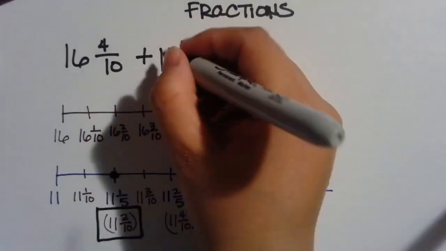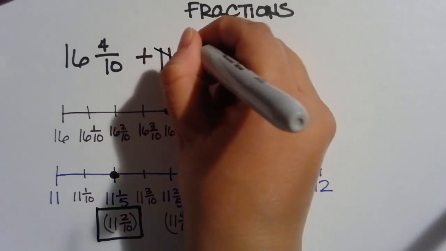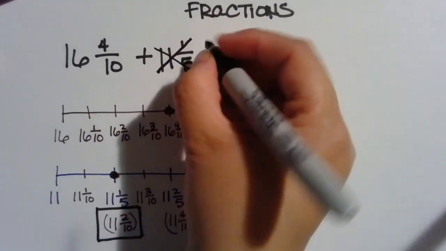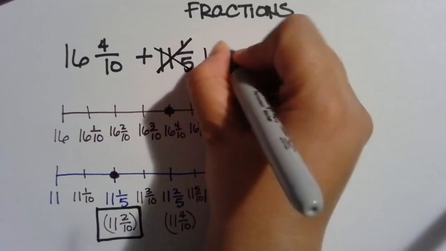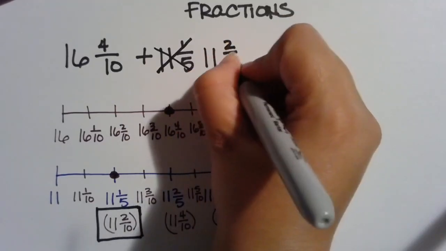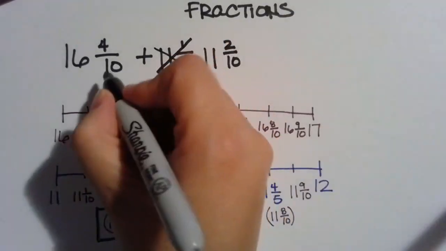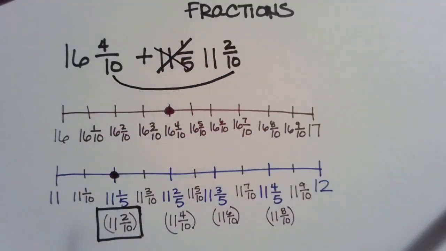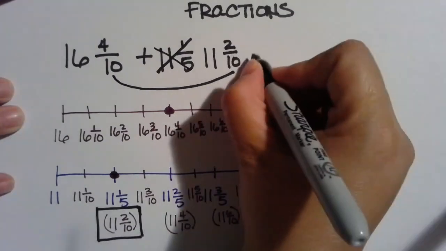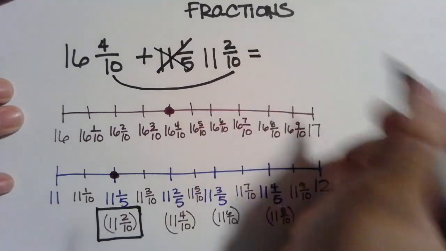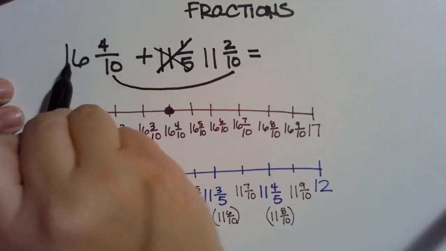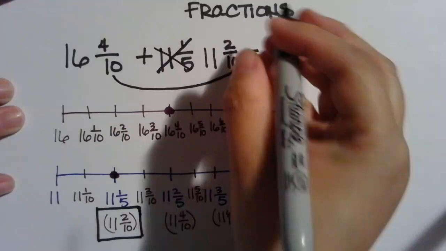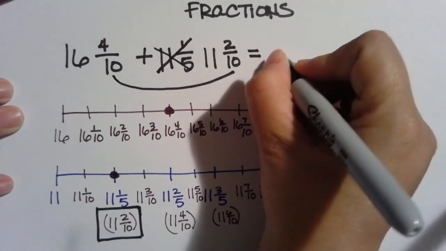Okay, so 11 and 1/5, aka 11 and 2/10. Okay, see what I mean? I hit the jackpot. I have a common denominator. I'm ready to go now. Now I can add. Okay, so start with your whole numbers. 16 plus 11, that gives me 27 wholes.